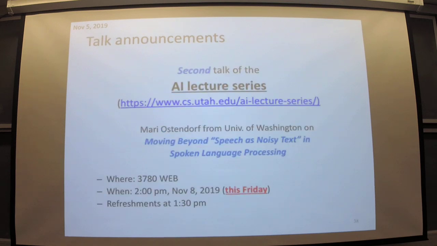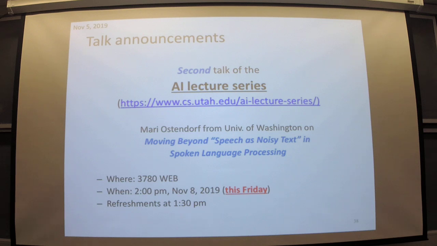And one more announcement, there's another fun talk. This is the second talk of the AI lecture series for this year. Mari Ostendorf from the University of Washington will be visiting us this Friday, and she's going to talk about understanding speech. Mari has done really cool work on how to build models for understanding speech. This is in this building on the 3rd floor. There will be some form of refreshment, I'm not sure if it's pizza or something, at 1:30 just before the talk.